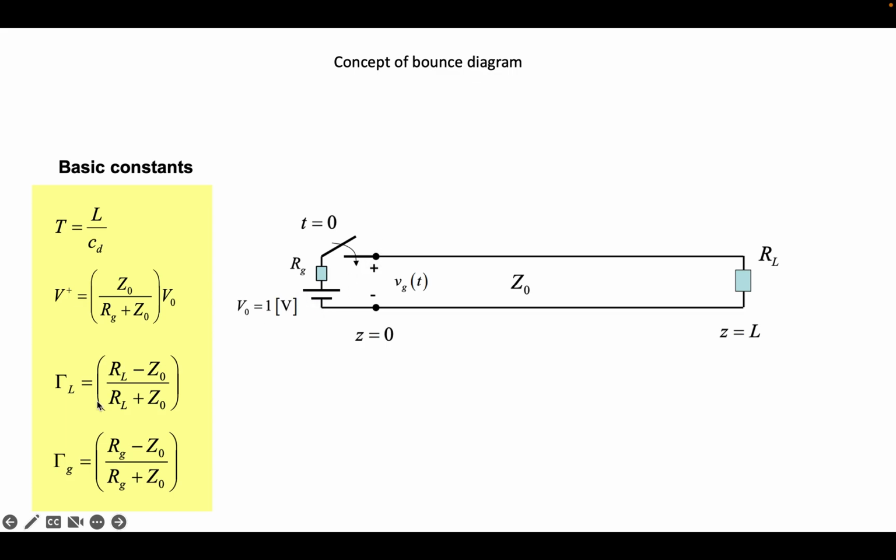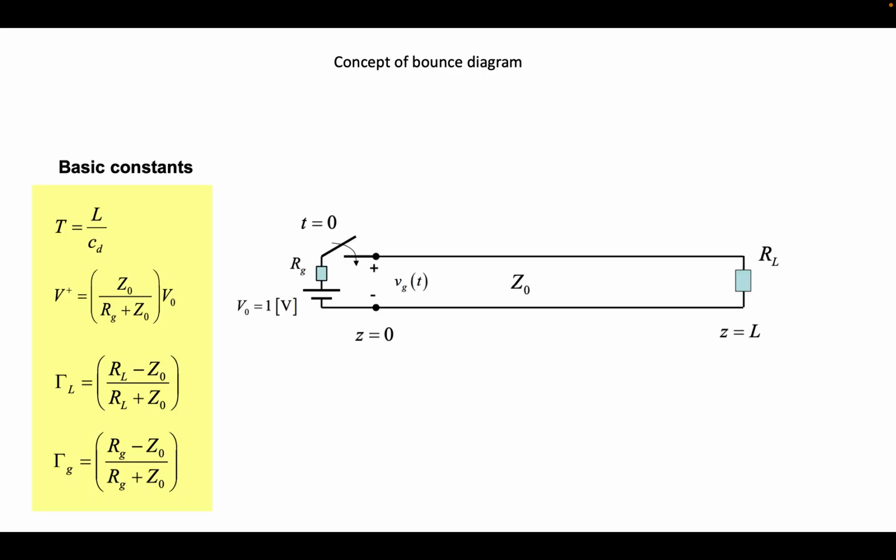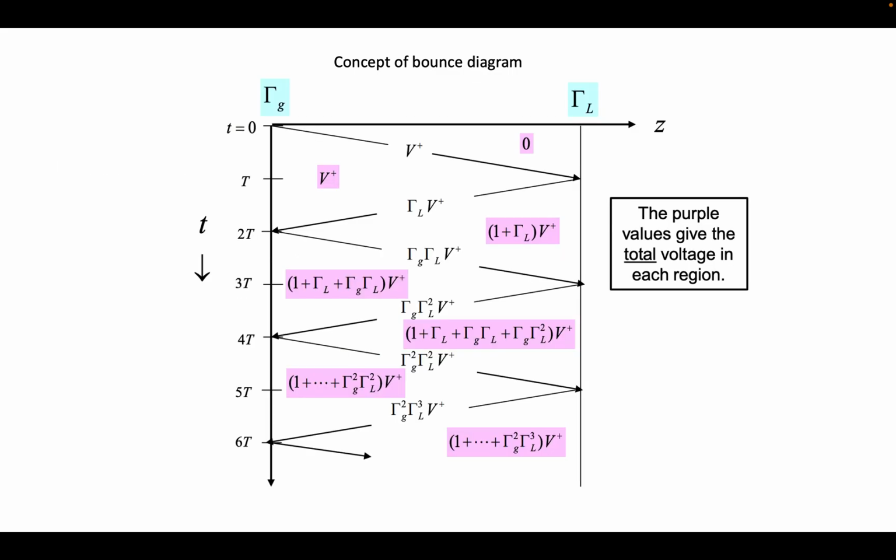Secondly, you can ask what is the reflection coefficient at the load. So the reflection coefficient at the load again will be RL minus Z naught upon RL plus Z naught. And similarly, you can say what is the reflection coefficient here, at Z equal to 0. Here it will be Rg minus Z naught upon Rg plus Z naught. Okay, so these are some of the formulas which we will be using in the future problems which I will be discussing now. Again, from this concept, we can move forward and one can actually draw the bounce diagram of this.